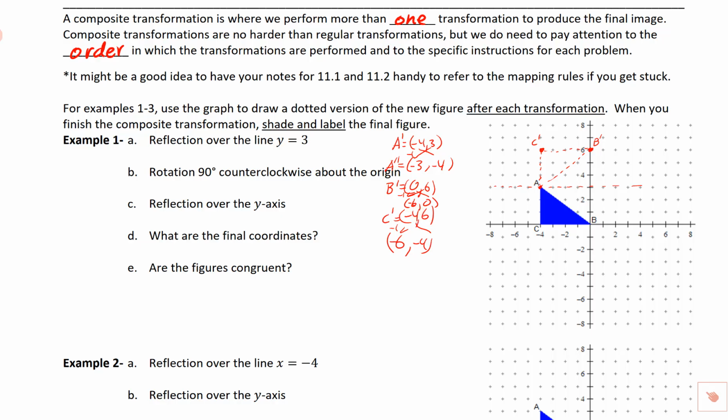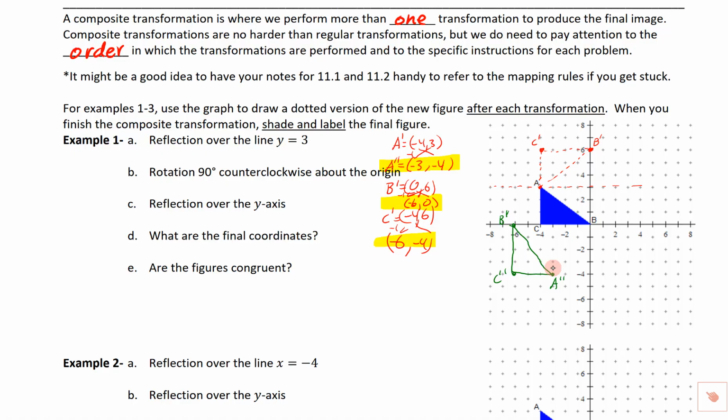And for the sake of keeping this straight, I'm going to highlight these points that I'm going to graph, and I'm going to change colors on this one. So let's see. We need to do negative 3, negative 4, back 3 and down 4. And then negative 6, 0. And let's see, negative 6, negative 4. So we're right here. So again, this was A double prime, this was B double prime, and this is C double prime.